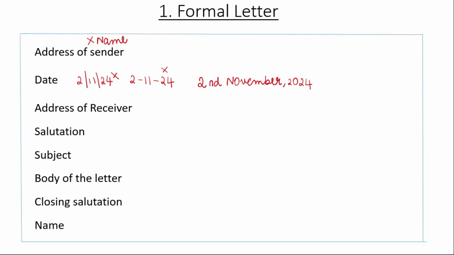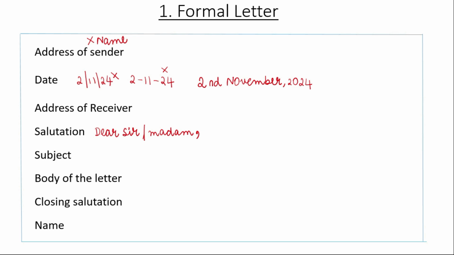So here also you leave a line, write a date, leave a line, write the address of the receiver. So to whom you're writing the letter, you should write that address. Then the salutation. If you don't know to whom you are writing, if it is a man or a female, you will write dear sir or madam. If you already know, like a principal, and you know your principal is a female, you can directly write dear madam. Then you don't have to write dear sir or madam.